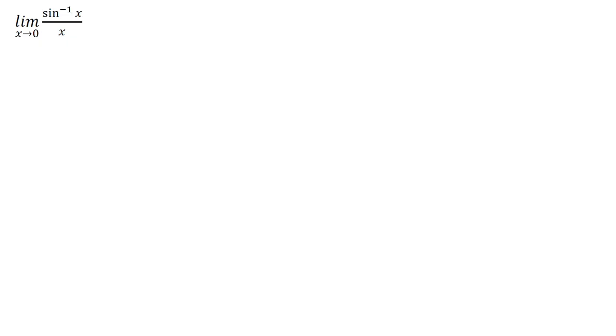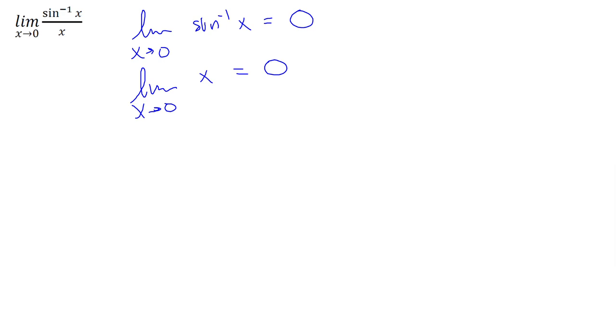Here we've got the limit as x approaches 0 of inverse sine of x over x. Well, what's the limit as x approaches 0 of inverse sine of x? Well, it's just 0, right? Because the sine of 0 is 0, so the inverse sine of 0 is also 0. And we know that the limit as x approaches 0 of x is also just 0.